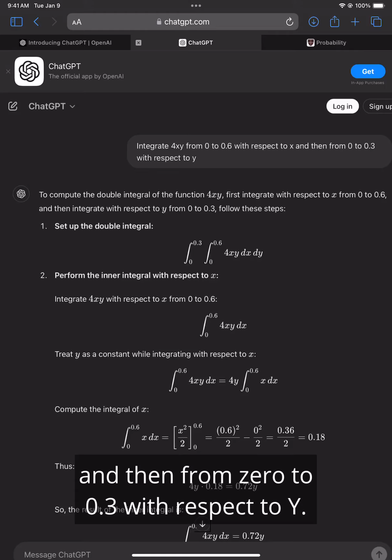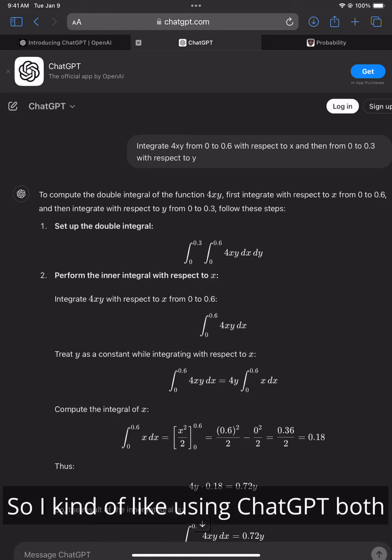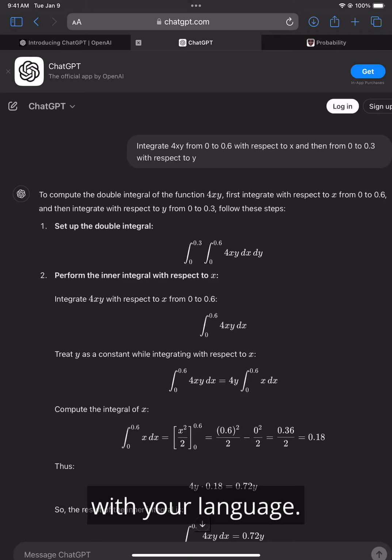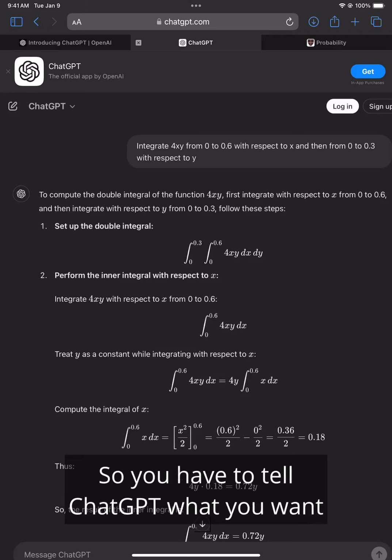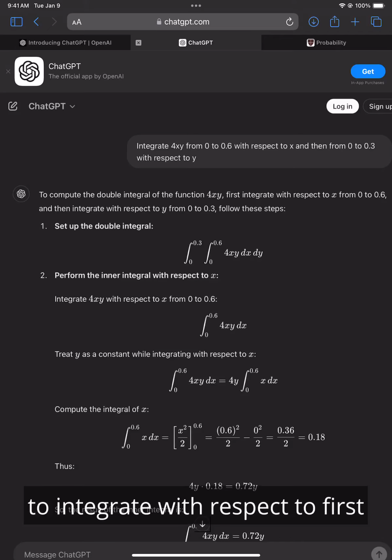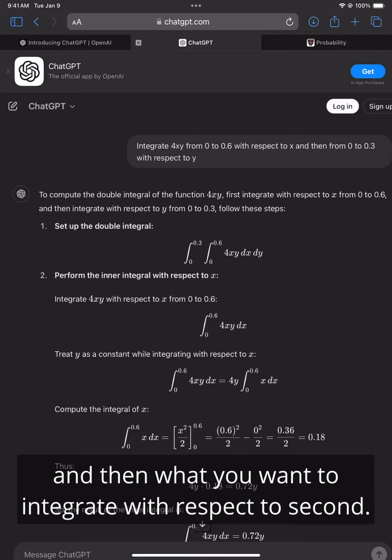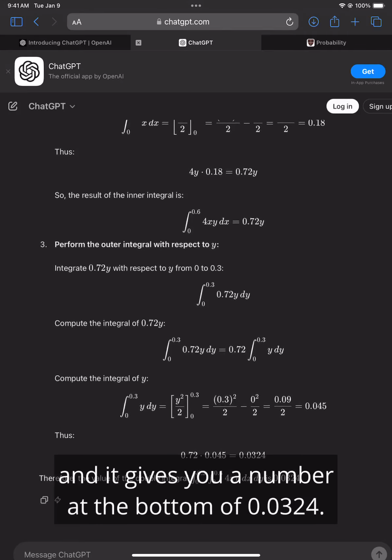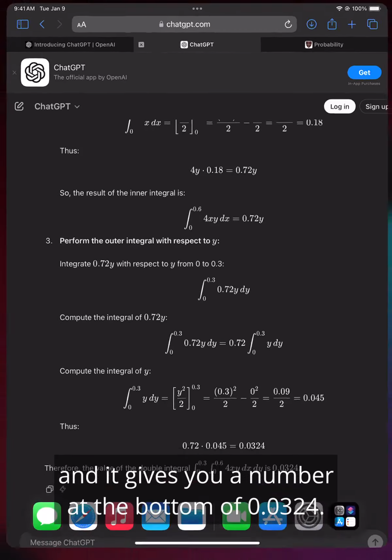and then from 0 to 0.3 with respect to y. So I kind of like using ChatGPT because I think it forces you to be a little bit careful with your language. So you have to tell ChatGPT what you want to integrate with respect to first, and then what you want to integrate with respect to second. ChatGPT does all of this work, and it gives you a number at the bottom of 0.0324.